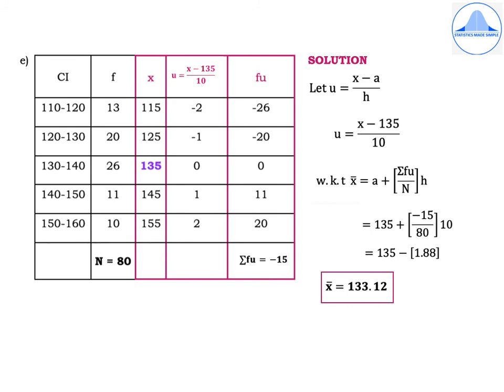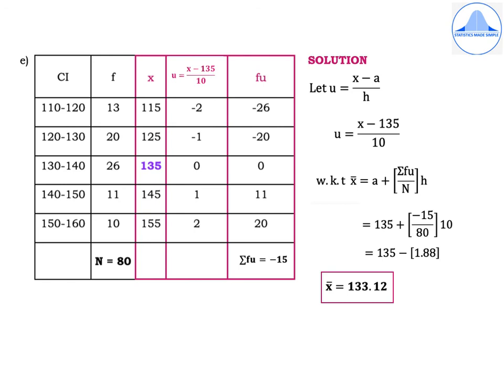For example, take the first x value 115, subtract 135 from it and divide by 10. We get minus 2. Similarly, 125 minus 135 will be minus 10. Minus 10 divided by 10 is minus 1. Can continue in the similar manner, so you'll get 0, 1, and 2.